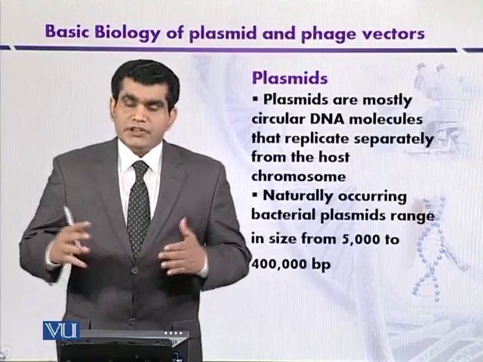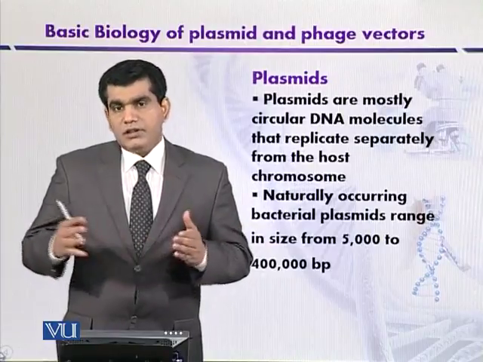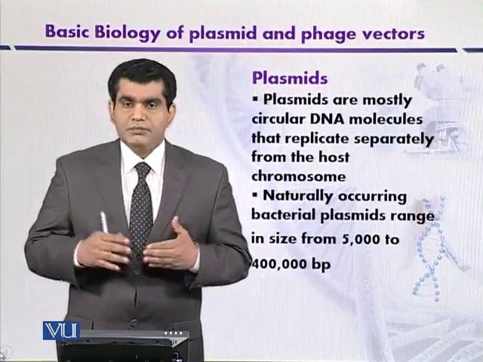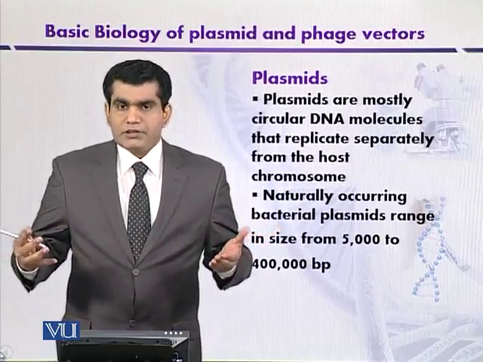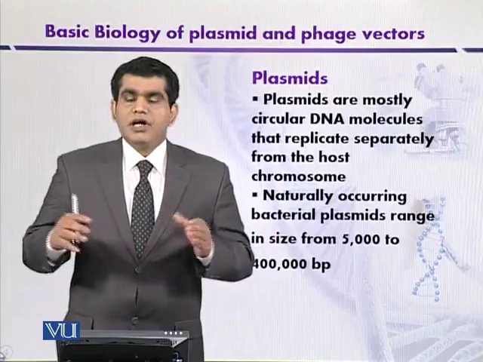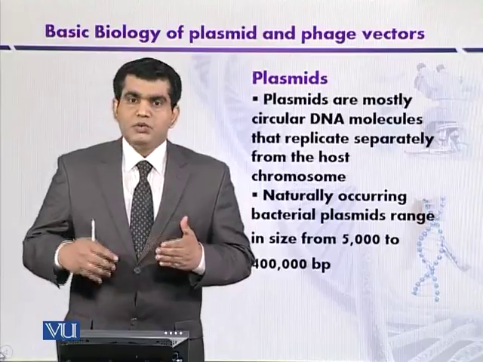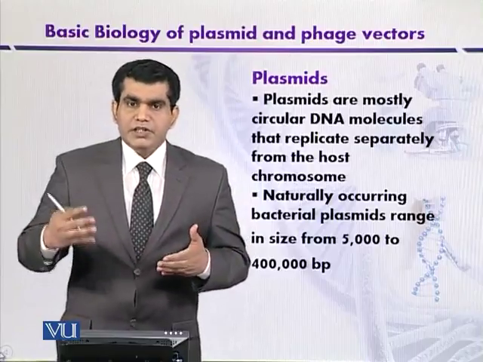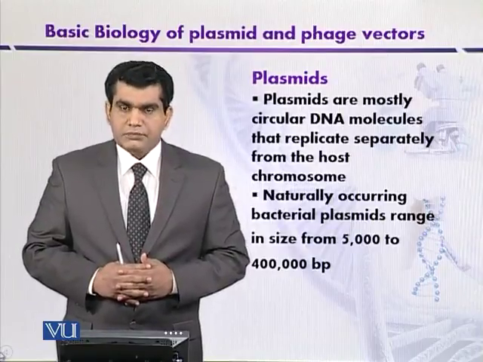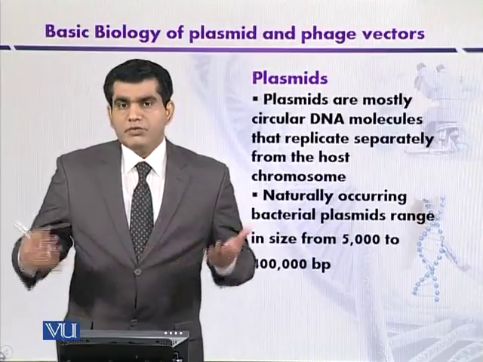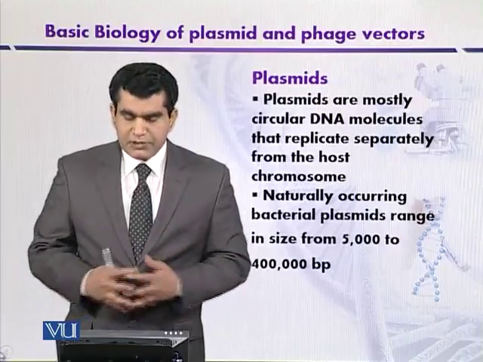So, under such situations, scientists have developed other artificial vectors like bacterial artificial chromosomes, or BACs, that can deliver larger DNA fragments. And to clone even larger DNA fragments, yeast artificial chromosomes have also been developed. But we are going to start our discussion with plasmids.